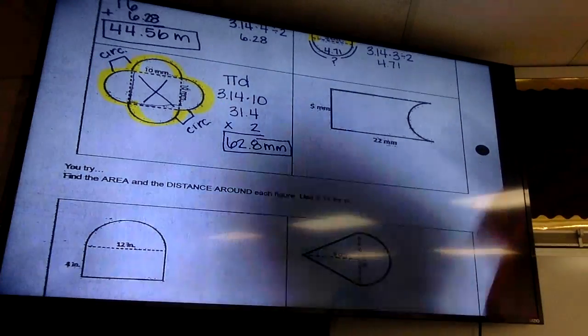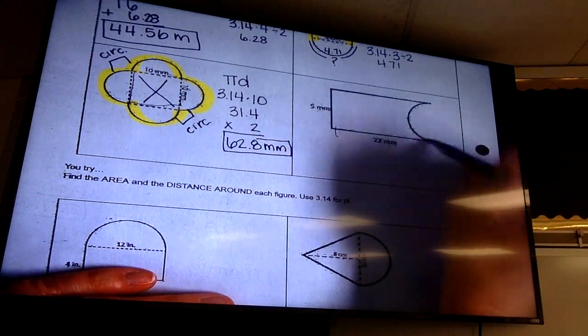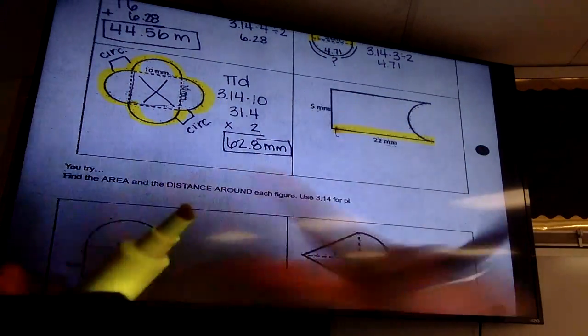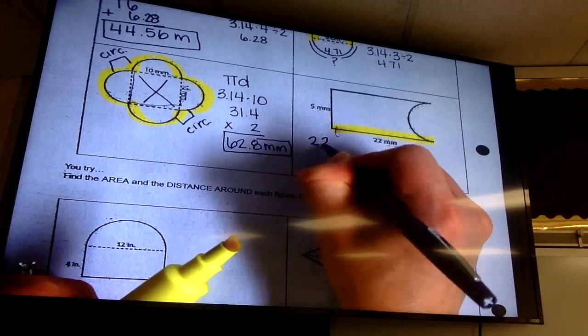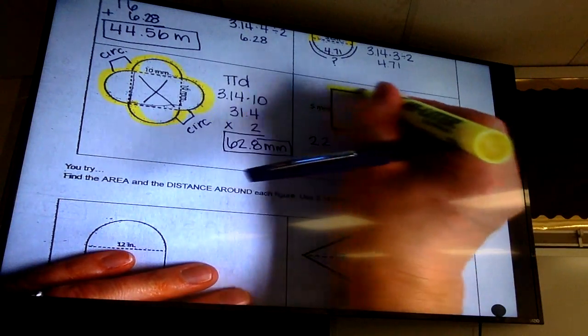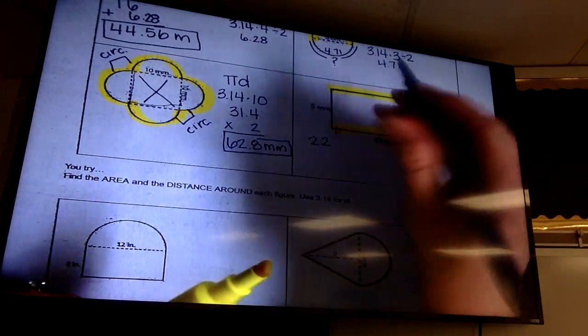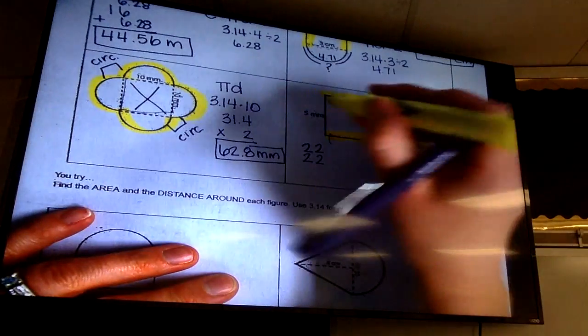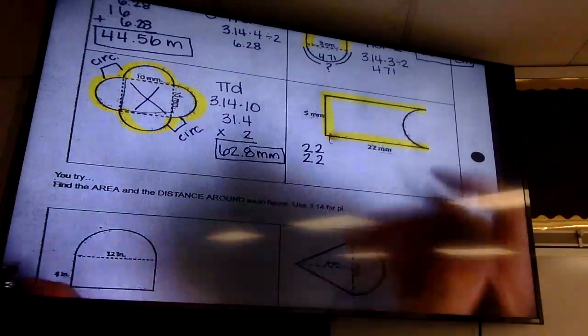All right, my last one. So I have, it looks like a rectangle that has a semicircle taken out of it. So I'm going to write down my sides as I go. So I have this side that's worth 22. And I have the top side that is also worth 22. I know that because opposite sides are congruent in a rectangle. I have this side that's worth 5.